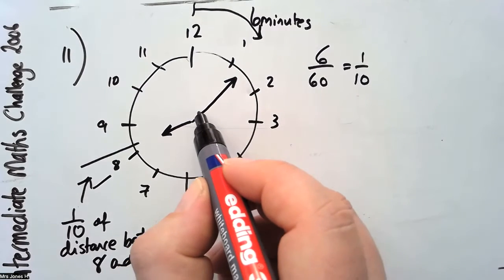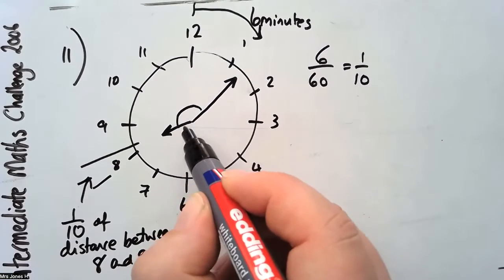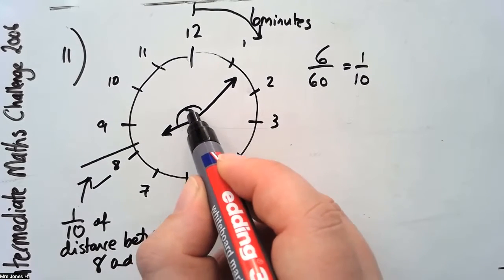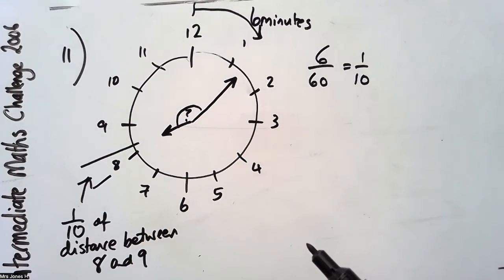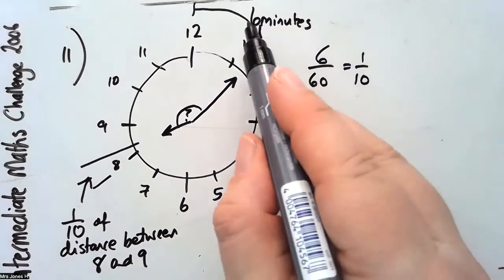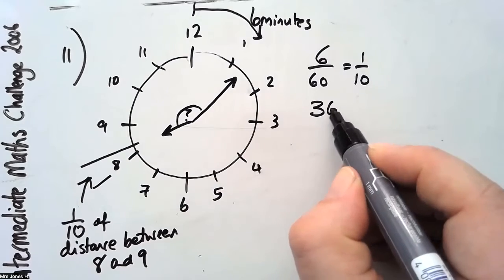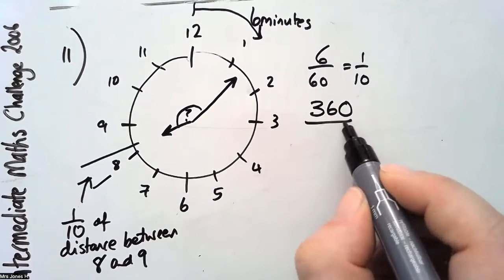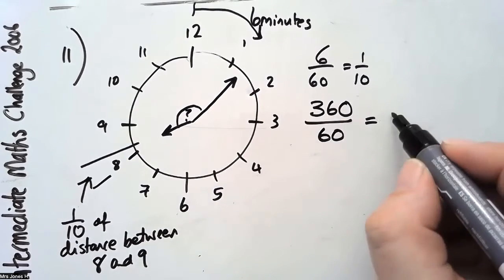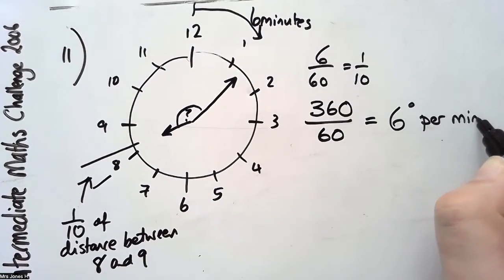The obtuse angle is going to be this one just here. We can't have this one because this one is the reflex angle. So we're looking for what this angle here is going to be. To find this angle, we need to find out the number of degrees per minute. Number of degrees in total divided by the number of minutes means we have 6 degrees per minute.